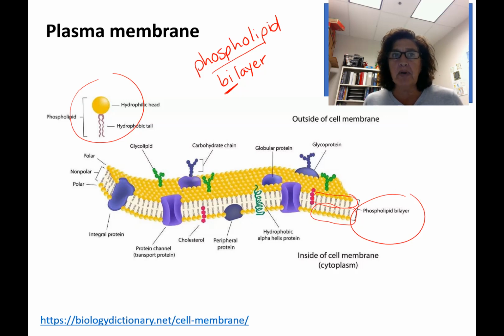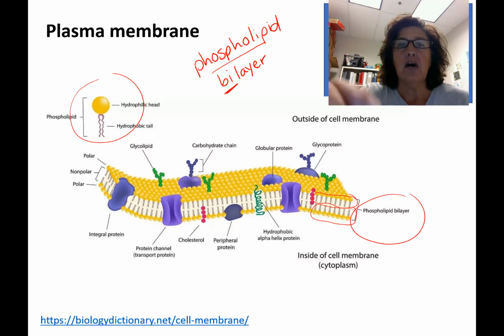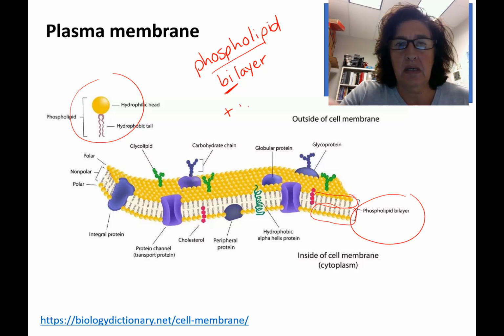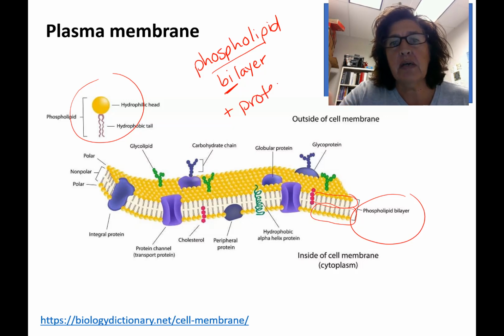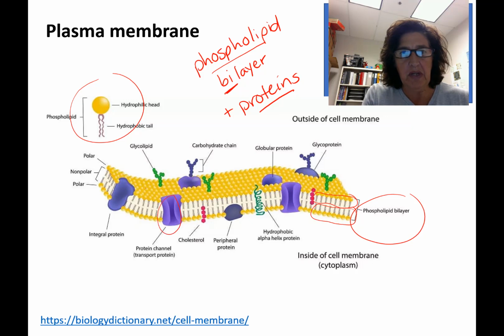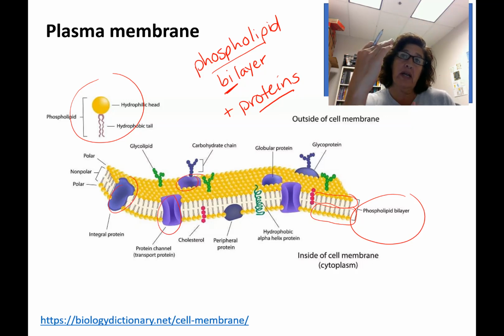The other main component of a membrane are proteins. And we'll talk about the importance of these proteins, and these are all shown as these purple blobs here. They are what helps regulate and allow things to go in and out of the cell. So, plasma membrane, all cells, a phospholipid bilayer, and proteins.